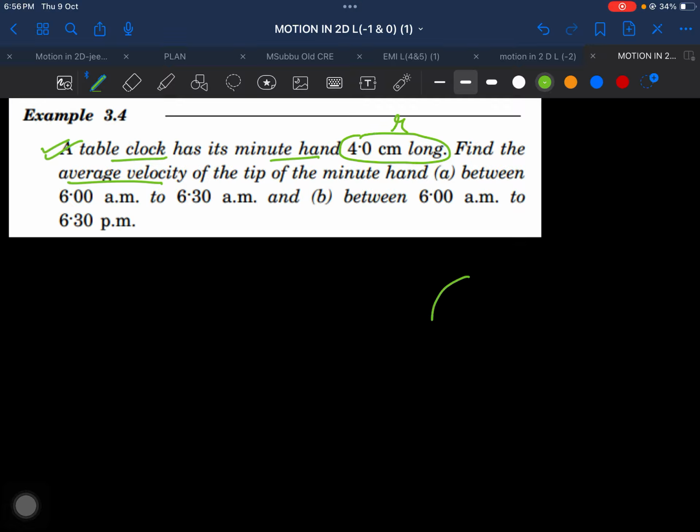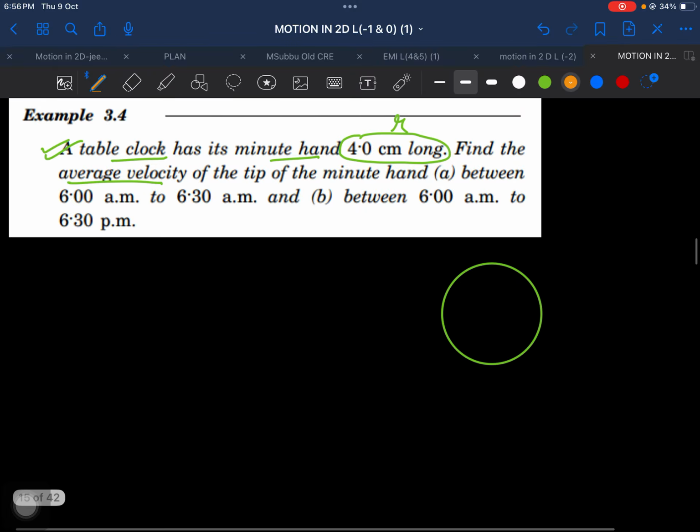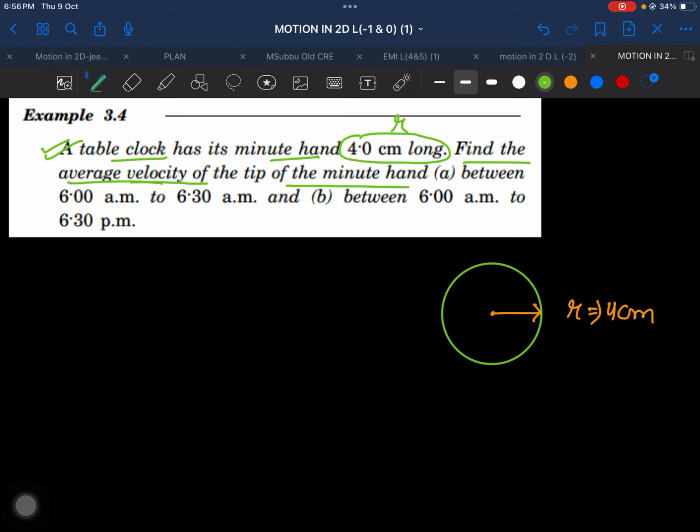Okay, so suppose this is your table clock. Okay everyone, and this is your minute hand, suppose this, right? So this radius is given as 4 centimeter. All right, so now find the average velocity of the tip of the minute hand. You have to find the velocity, right, of the tip of the minute hand between a part. Let's solve the a part first.